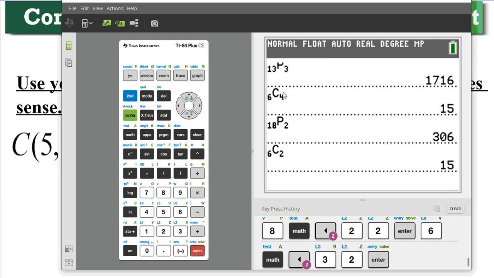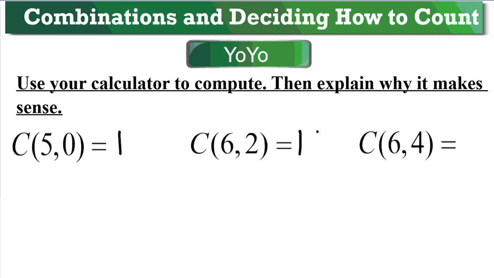6 choose 2, if you type it in the calculator, is 15, and you actually did 6 choose 4 earlier. You should have seen it was also 15. So look at that. 6 choose 2 is 15 and 6 choose 4 is 15. Why does that have to be true?